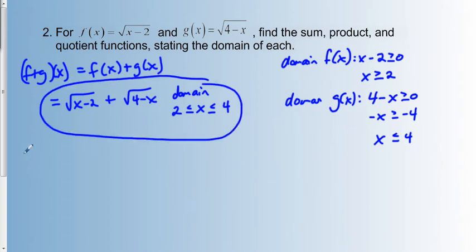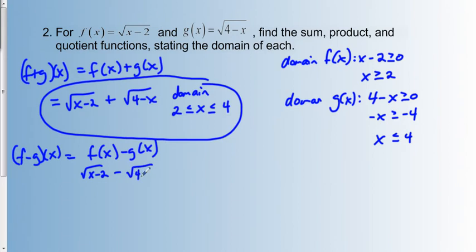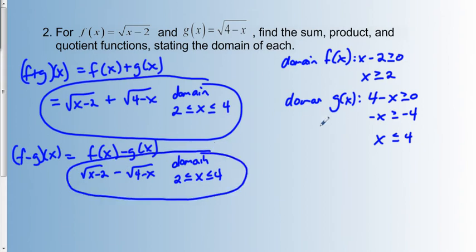The difference function, and those parentheses are important as well, f of x minus g of x, it's pretty much the same idea. We can't really subtract these because they're not like terms. They don't have the same radical parts. So the only change is we have minus instead of plus. Same idea with domain. The domain is whatever's in common to both of them.